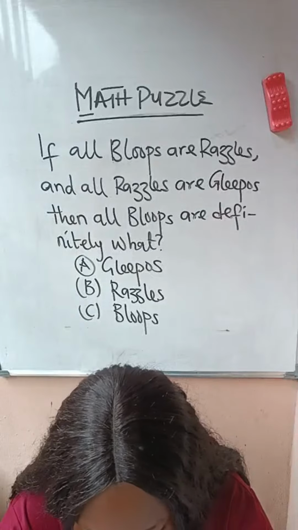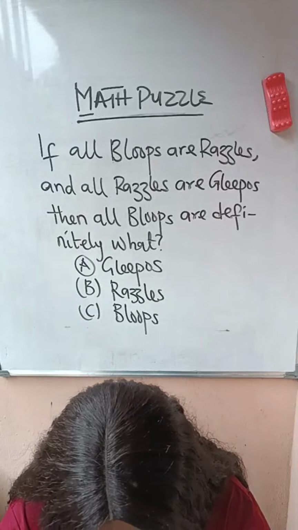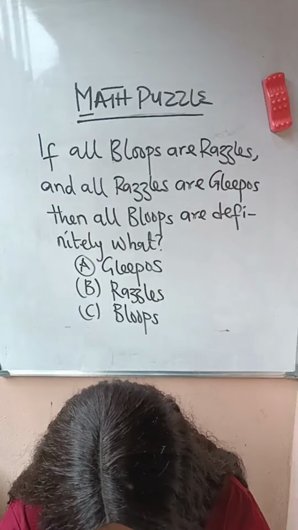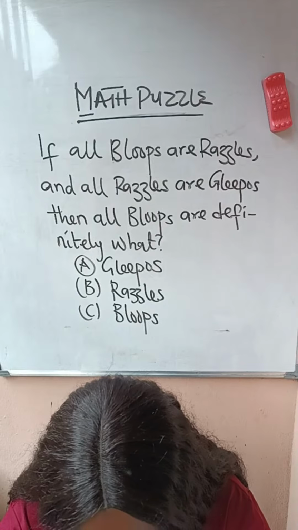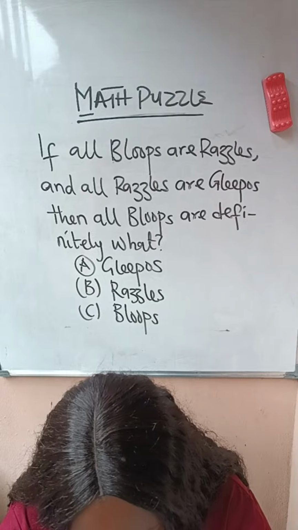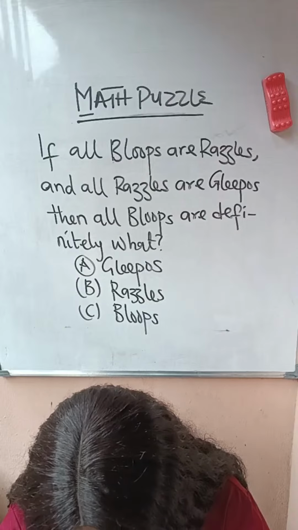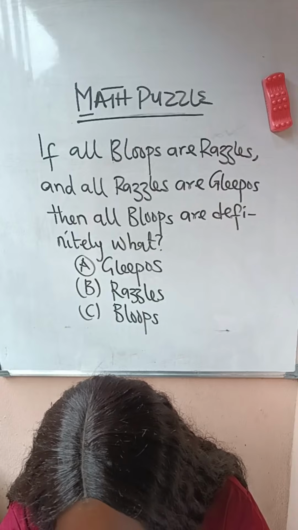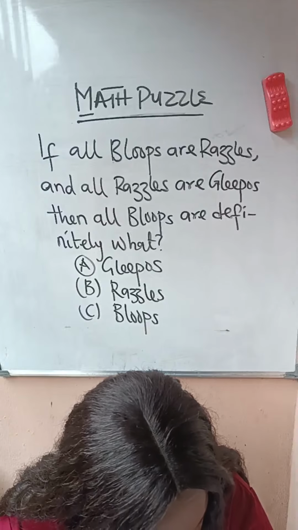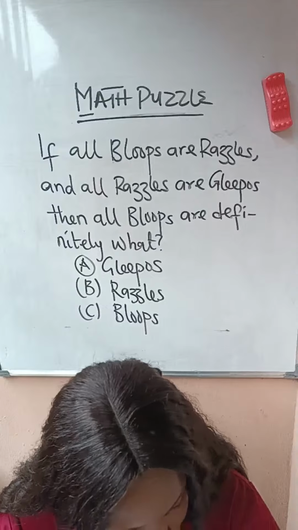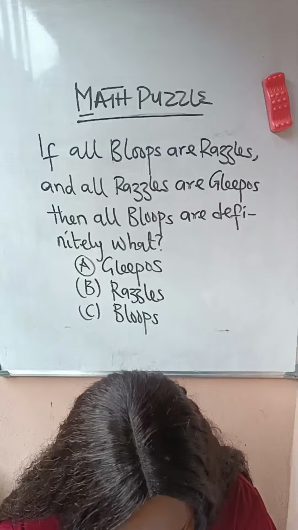If all blues are razors and all razors are glyphos, then all blues are definitely what? Glyphos, razors, blues. This is very easy, trust me, friends. If you know your way around this type of logical question, it's very, very easy. They will try to confuse you with a sentence. All you need to do is remove that sentence and your answer becomes very, very clear.